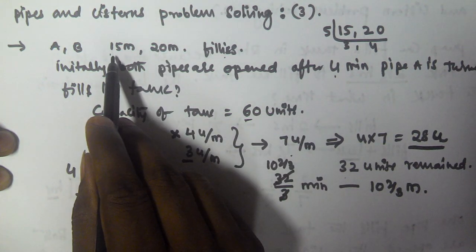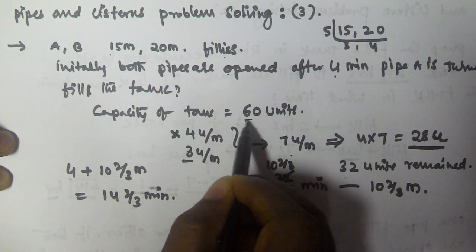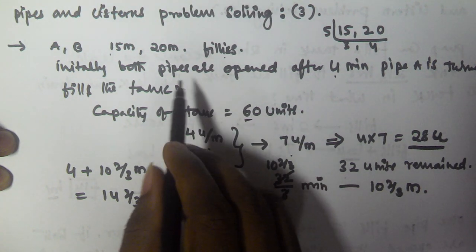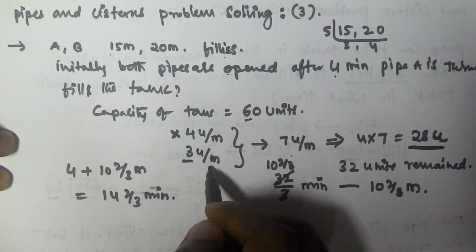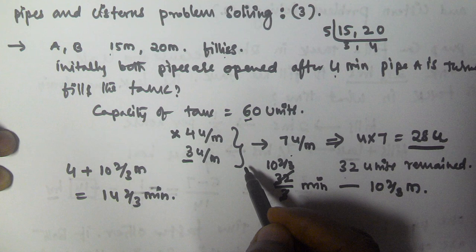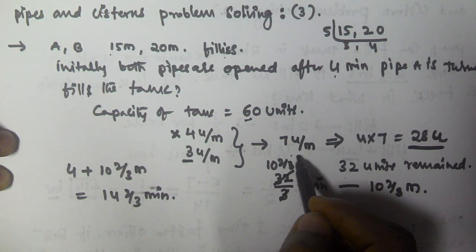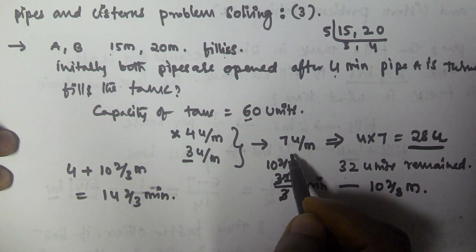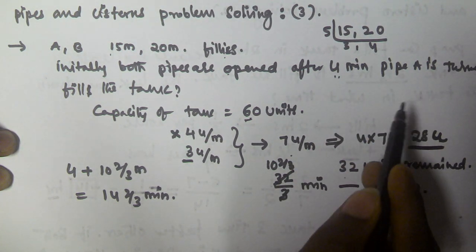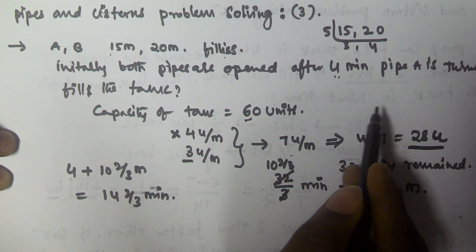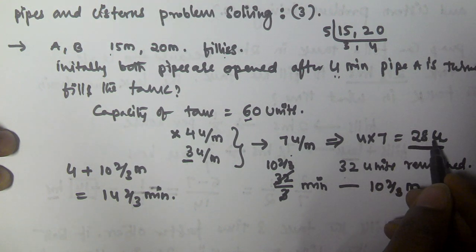The first pipe fills in 15 minutes, that means it fills 4 units per minute, as the capacity of the tank is 60 units. The second pipe fills in 20 minutes, so it fills 3 units per minute. Initially both pipes are open, so 4 plus 3 is 7 units per minute. After 4 minutes pipe A is turned off, that means until 4 minutes both pipes are open. So in 4 minutes they filled 28 units.